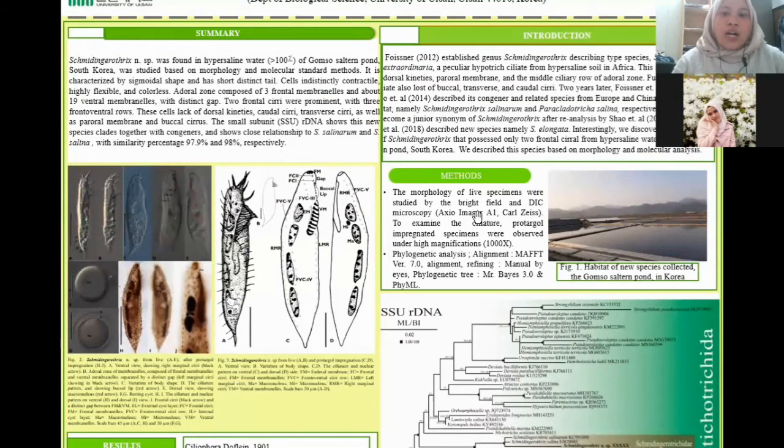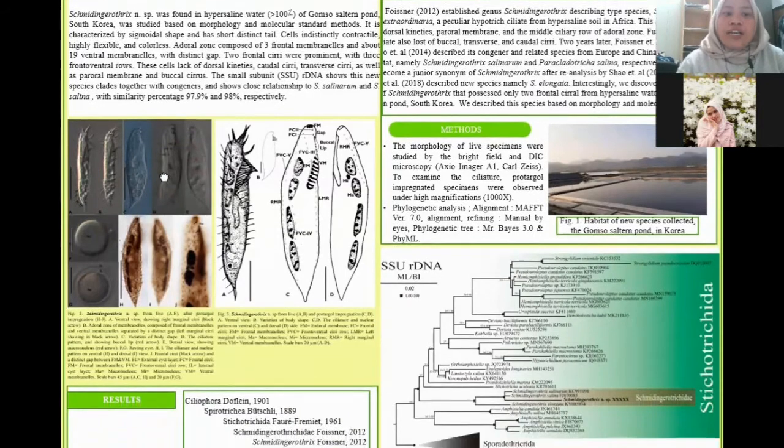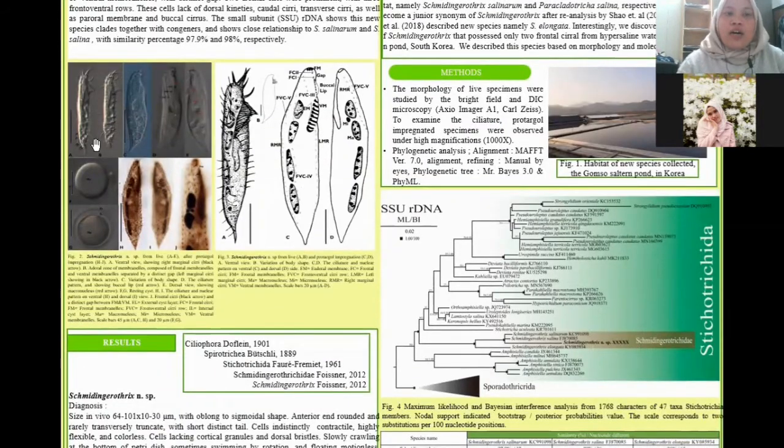So our new candidate species of Schmidingerothrix we found in the Kusuma pond water in Korea. The morphology of live specimens was studied by bright field and NDIC microscopy. We examined the ciliate by protargol impregnation. So here is our species study.